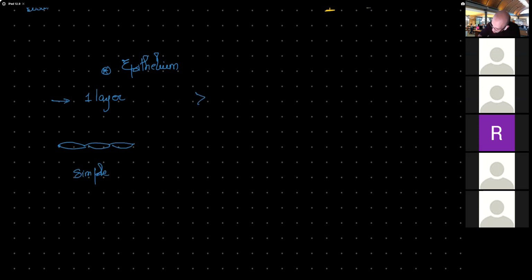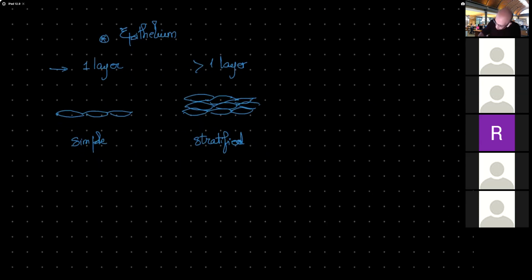If I see more than one layer of cells on top of one another, lining this space that I'm looking at, more than one cell layer, it's going to be classified as a stratified epithelium. So this is the first characteristic according to which we're going to be classifying the epithelium, according to number of cell layers. If you've got one cell layer, it's simple. You've got more than one cell layer, it's stratified.